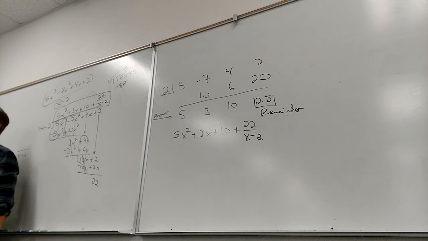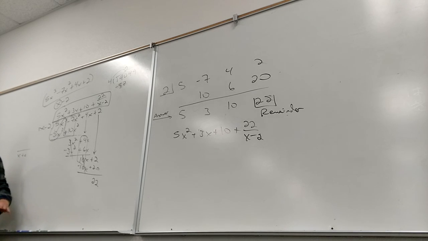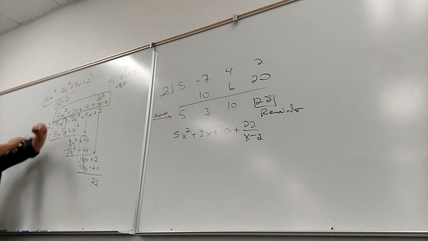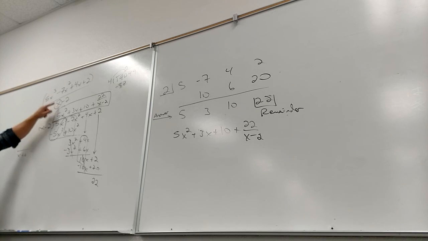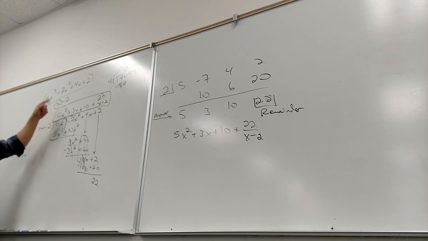Why did you bring it down again? Which one, sorry? When you were at 3x cubed, then you went down to x squared. Oh, if I take something x cubed divided by x, I see. It's going to go down.